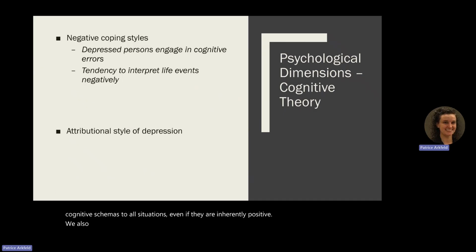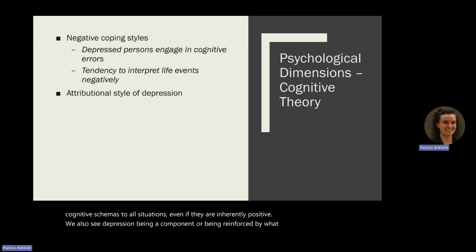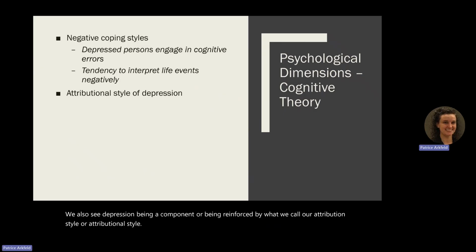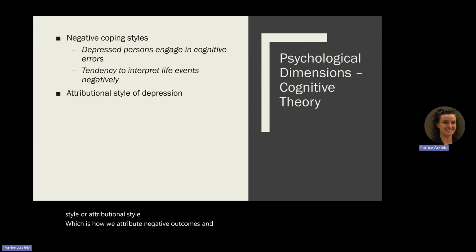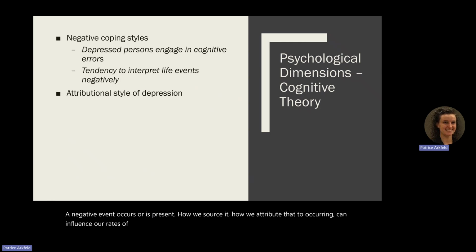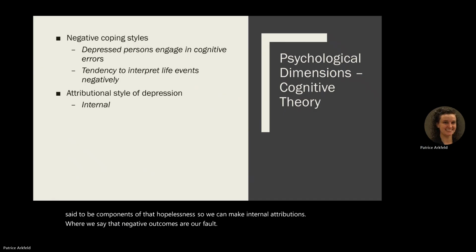We also see depression being reinforced by what we call our attributional style, which is how we attribute negative outcomes and events. So when a negative event occurs, how we source it, how we attribute that to occurring can influence our rates of depression, specifically by contributing to a sense of hopelessness. Hopelessness is one symptom of a major depressive disorder, and these attributional styles are said to be components of that hopelessness. So we can make internal attributions where we say that negative outcomes are our fault. Anything negative that happens in our world is our fault.